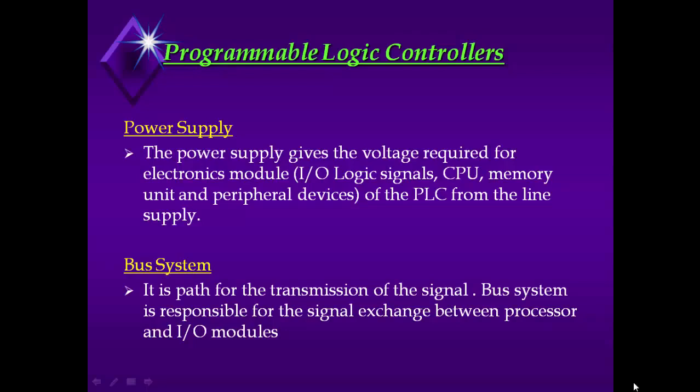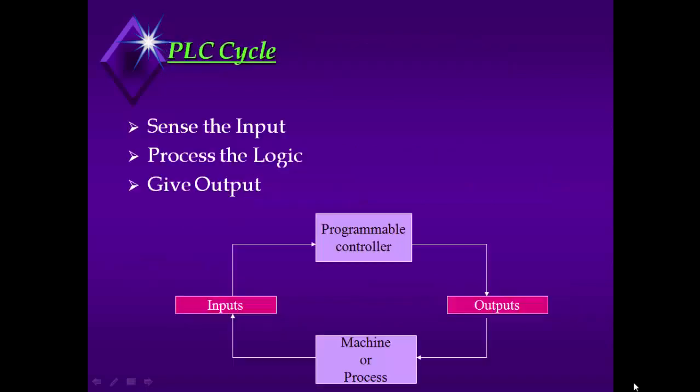CPU memory units: the peripheral devices of the PLC from the line supply. The bus system: the bus system is the path for the transmission of the signal. The bus system is responsible for the signal exchange between the processor and the input output modules.